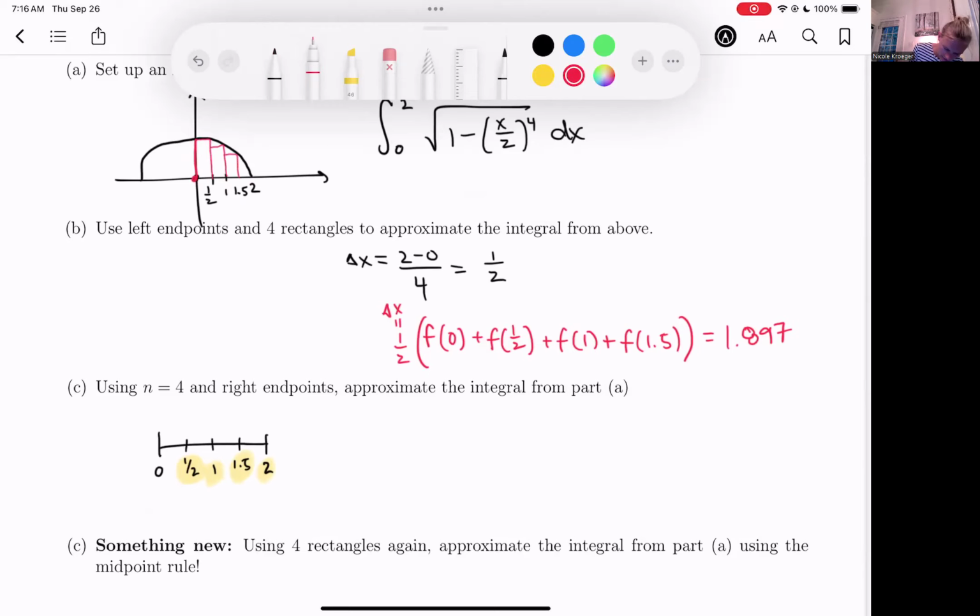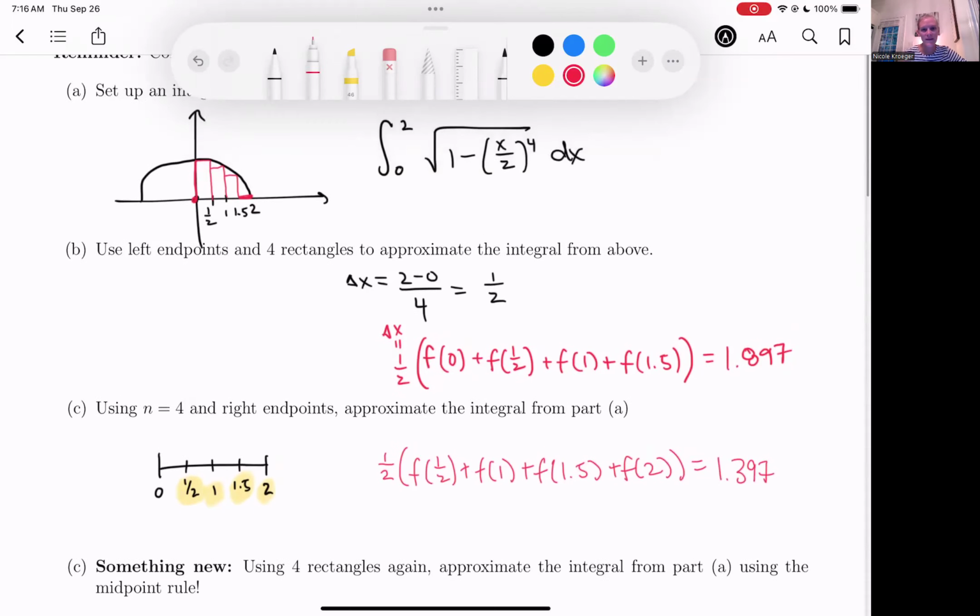up to 1.5, over and across. I should probably be saying over and across. And then at 2, that one just has height 0, so that's just kind of a non-existent little rectangle there. So again, we're going to multiply the width of each rectangle by their heights, which will be f of 1/2 plus f of 1 plus f of 1.5 plus f of 2. Okay, and if you do the math here on your calculator, hopefully we get that this is 1.397.